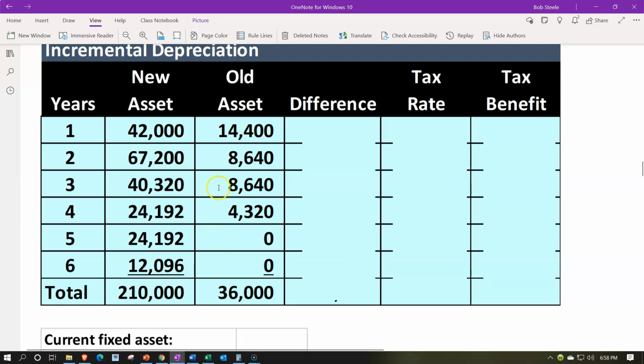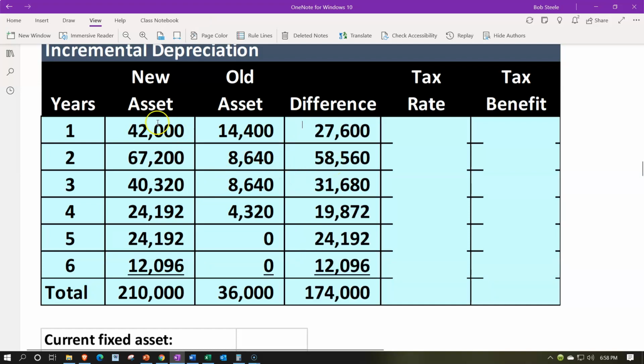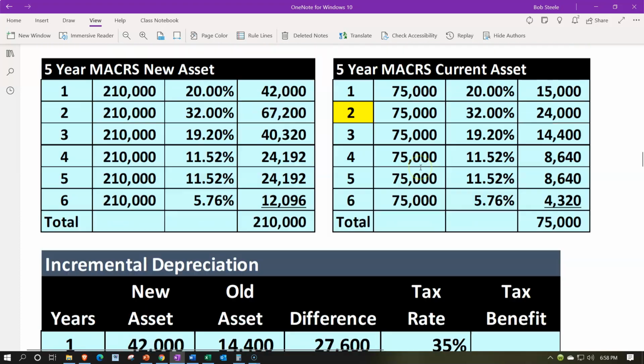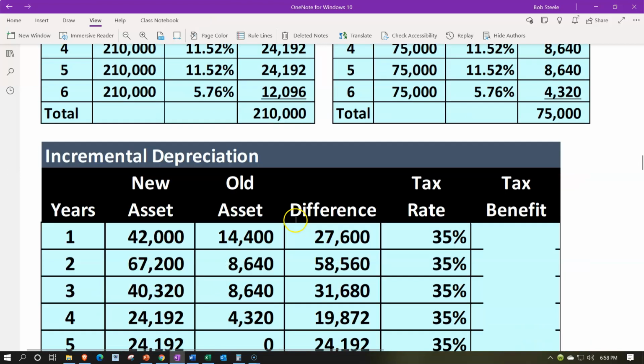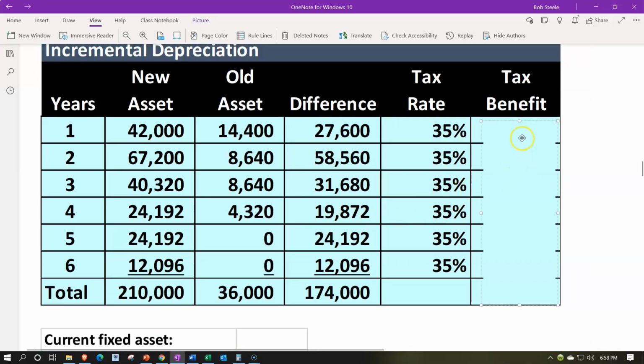Then we're taking the difference, which is what we want in our decision-making process. We want to take the difference between them, which would be this. So we got the 42,000 minus the 14,400, 27,600, the 67,200 minus the 8,640, 58,560, 40,320 minus the 8,640, the 31,680, the 24,192 minus the 4,320, the 19,872. We're then going to apply the tax rate, which we said was 35%. So we're going to have the tax benefit.